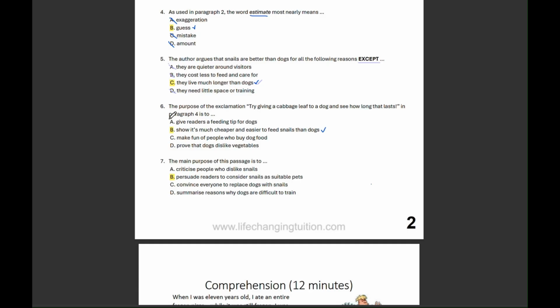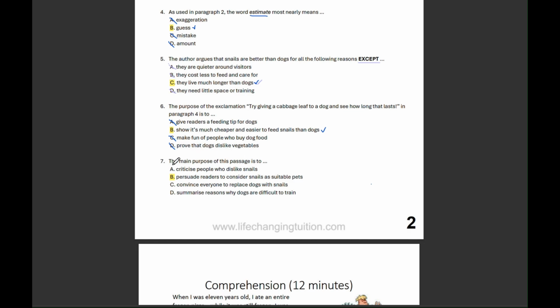Now let's take a look at why others are wrong. A is not advice for dogs. C is not the aim. And D is too literal. The point is the cost and effort comparison. The formula is using example or exclamation to support a claim.